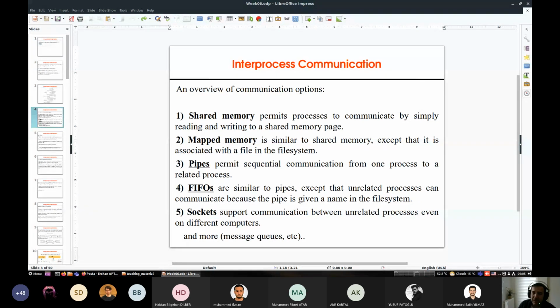We will get to that. Now, pipes and FIFOs. We will talk about pipes and FIFOs this week. This is one of the simplest ways of communication between processes. Very easy to implement. Now, pipes permit sequential communication. Sequential communication means that you transfer the bytes one by one after the other.